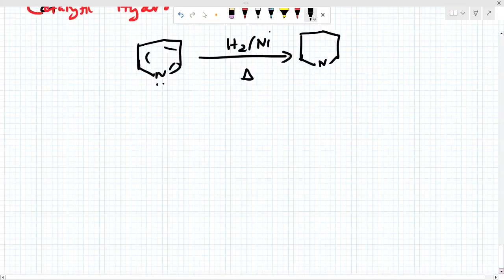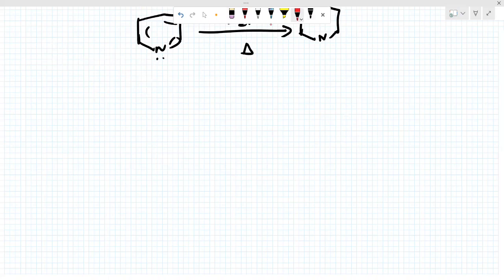Now, next one, very important: pyridine N-oxide. Okay, the question will be asked in the exam. Pyridine N-oxide. The preparation is a must. Please note, this is pyridine N-oxide.